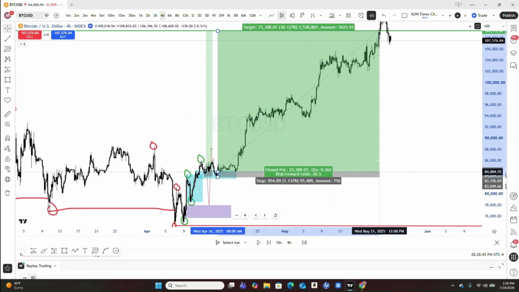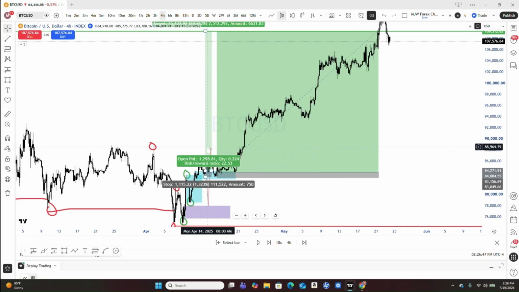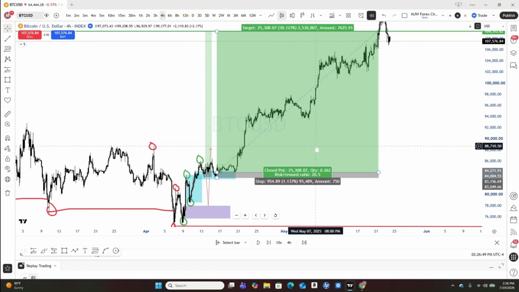So we see here, this trade, 1 to 26 risk to reward ratio profile. And yeah, we lost this first position with the 1 to 22. That's okay, it's part of the game, right? We're going to lose trades. Any trader that doesn't tell you that they lose trades, they are lying to you, right?